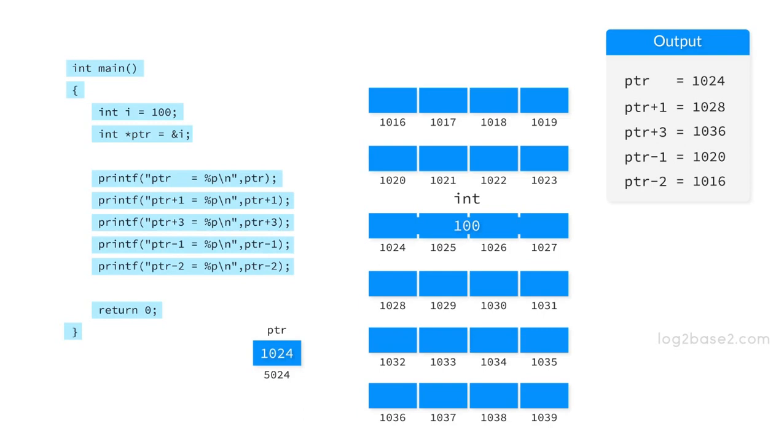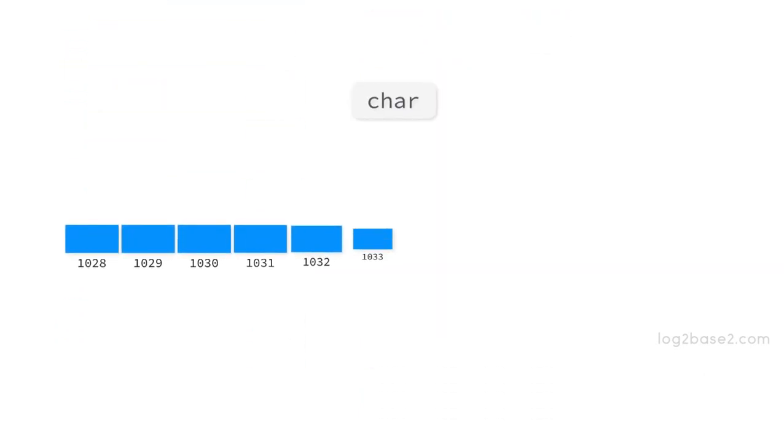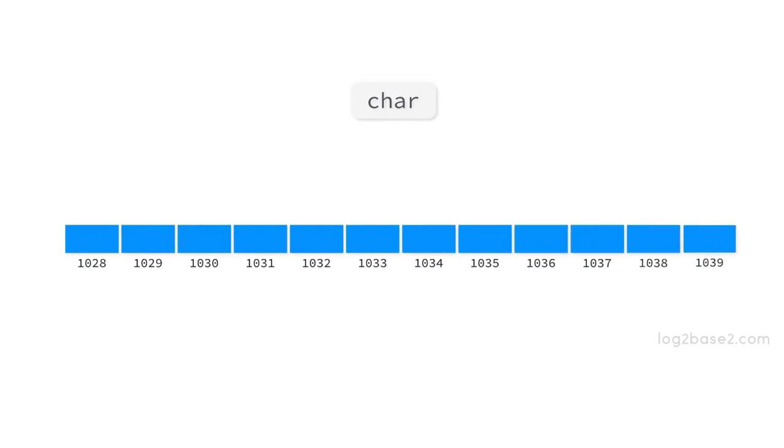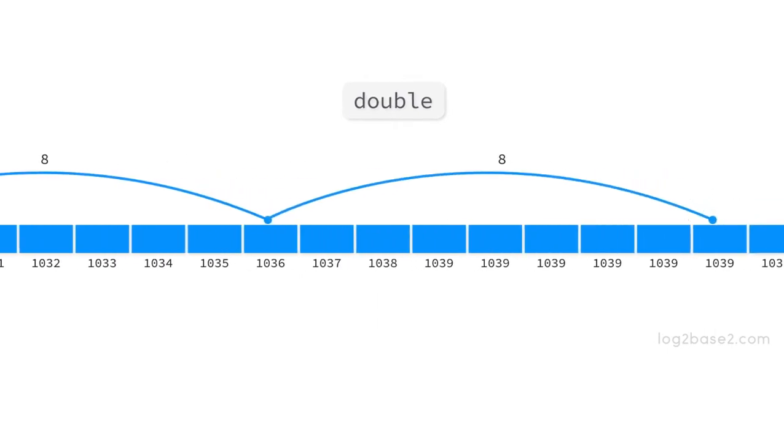In all these cases we had an integer type. Now what if it was of character type? Since the size of character is 1 byte, in the increment operation it will get incremented by 1 byte. If it was float, then it would get incremented by 4 bytes, as 4 is the size of float. And if it was double, it would get incremented by 8 bytes, since the size of double is 8.